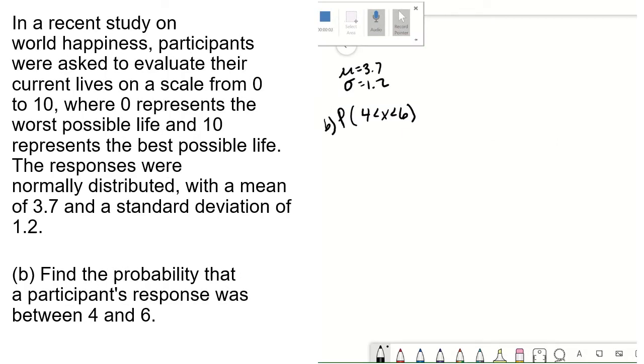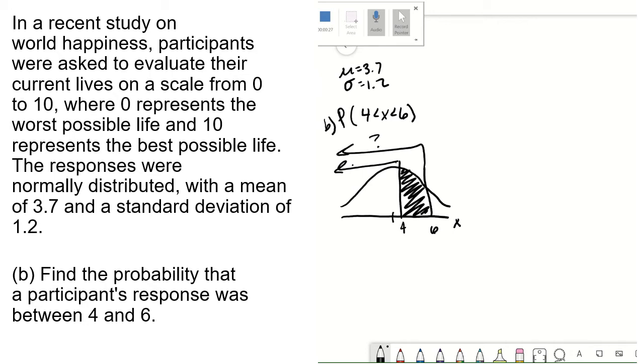Now we want to find the probability that x is between 4 and 6. So if we sketch out our picture, again 3.7 is in the middle, so 4 is just a little above that, and 6 is above that. So we want this middle range here. From A, we already know what this piece is down here. That was what we found in Excel. So we need to find this part. So we need to find the probability x is less than 6.